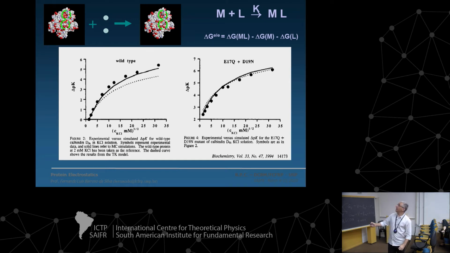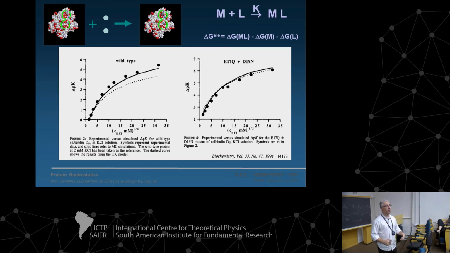In this case, the calculation here, the experimental data also, was done for calbindin. Calbindin has, in this condition here, a net charge of -8. So we have a protein with -8, and I'm interacting with 2 calciums that have +2. Of course, just knowing this information, you already can see that this should be related to Coulomb interactions.